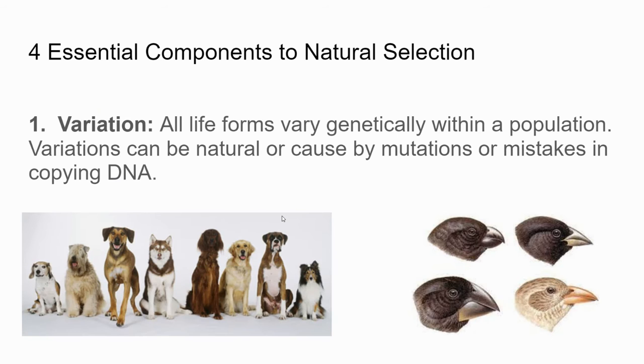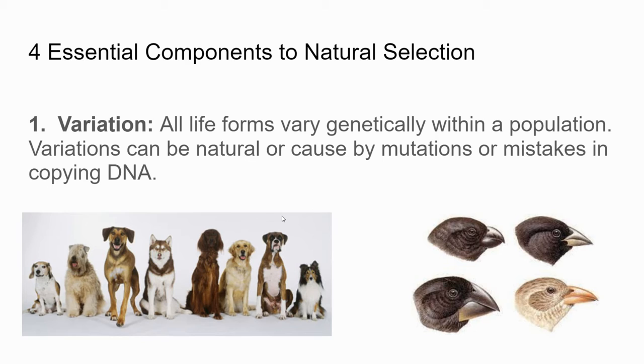Okay. Now there are actually 4 essential components to natural selection. The first one is variation. So there are 4 things that need to be true, and are true, in order for natural selection to occur. Natural selection is the process by which evolution occurs. But variation: all forms of life have to vary genetically, and they do.